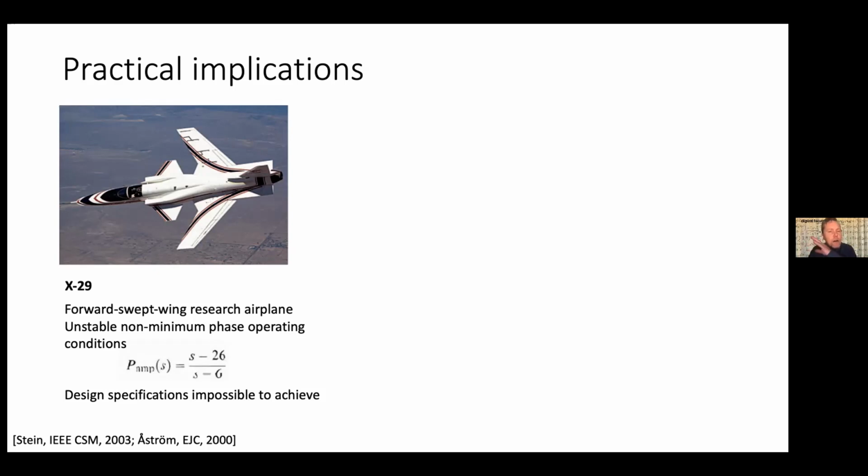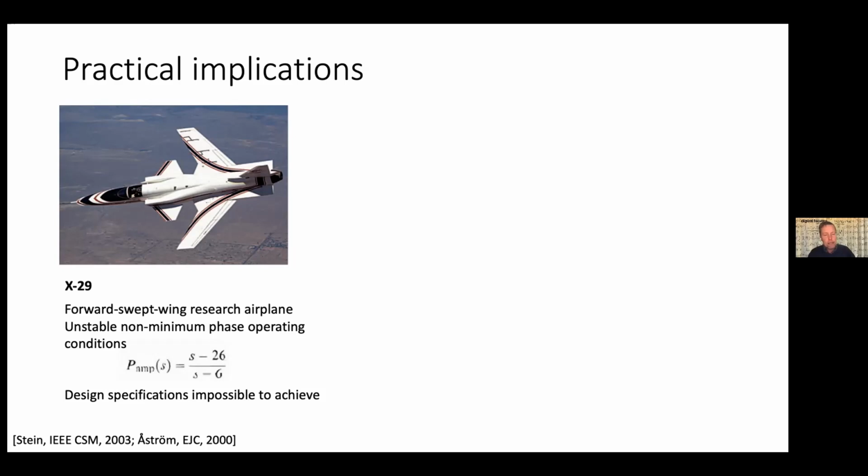Of course, depending on the operating conditions, so what speed, what height, and so on, you have different dynamics. But under certain operating conditions, you get something exactly like in the case we saw on previous slides. So you have an unstable zero, you have an unstable pole. So there are limitations to what you can actually achieve by control design.